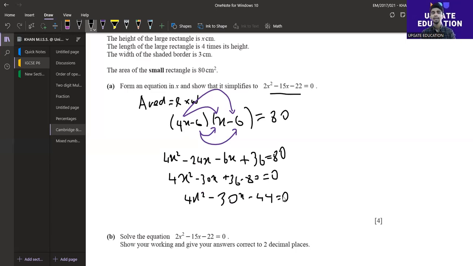Now, when I see the question, they're asking me to simplify. All the numbers are even numbers, so you can divide the whole equation by 2. And finally, you'll get this particular equation: 2x squared minus 15x minus 22 is equal to 0. So you'll get 4 marks. One is to determine the area, and the other is to expand the bracket, move that 80 to the other side and simplify it, giving it as the question asks. If you give it as it is, you will get your 4 marks together.